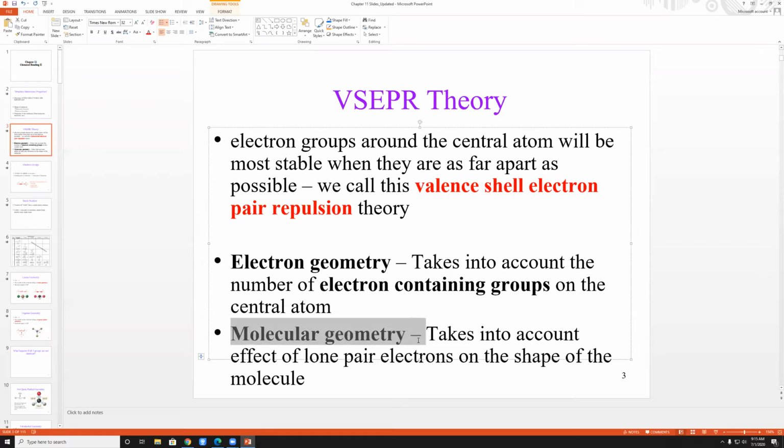So then you have the molecular geometry. The molecular geometry takes into account the effect of the lone pair electrons on the shape of the molecule. So basically, for molecular geometry, we only consider the bonds to other atoms off of the central atom as making the geometry. Whereas for electron geometry, we take every electron-containing group, which we call limbs, that contributes to the steric number. Whereas for molecular geometry, we examine the effect of the lone pair electrons, if there are any, on the shape of the molecule based on just its bonds.